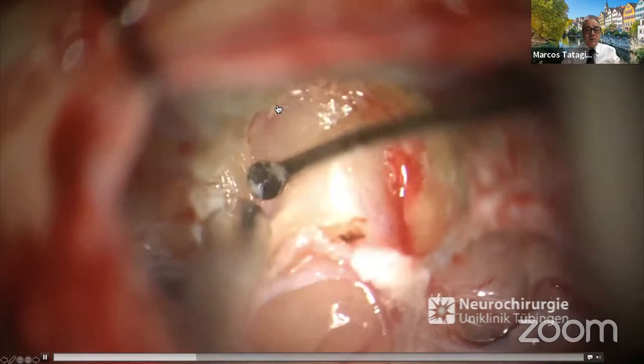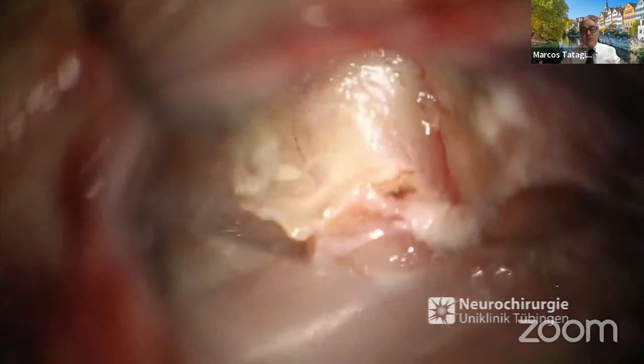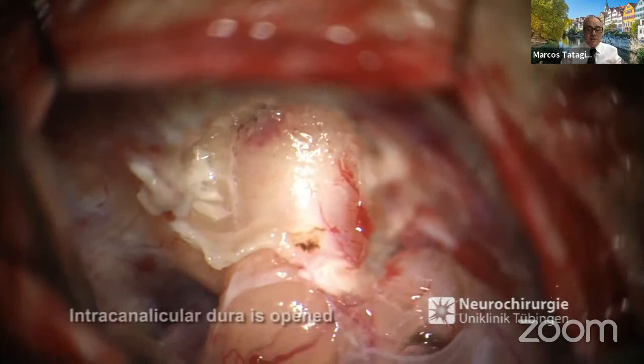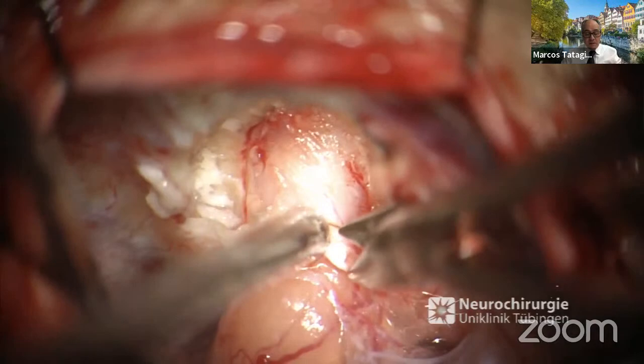Then we open these. I go a little bit faster. So this is the exposure, wide exposure of the internal auditory canal. This patient had a high jugular bulb. We had to skeletonize it a little bit. Then we open the dura mater and we start the tumor dissection.